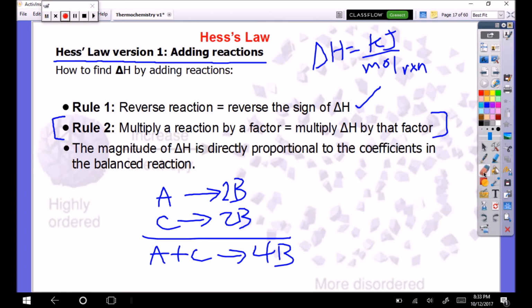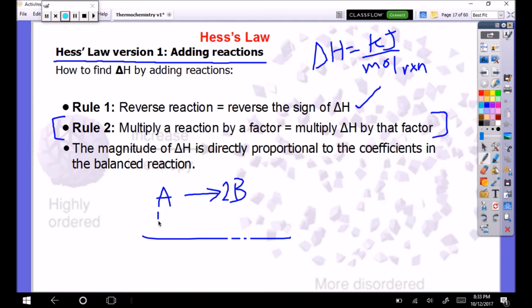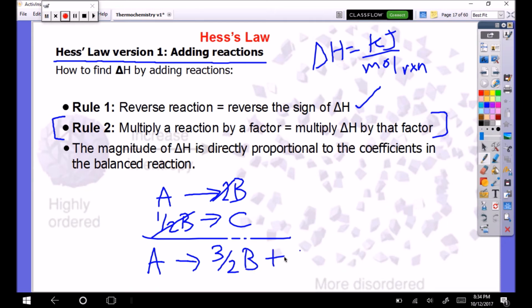You can even have a half of our reactant. So let's say if we got A gives us 2B, and we've got 1/2 B gives us C, we could get A plus the 1/2 B would cancel, and we'd actually lose a half from here. So we could just get A gives us 3/2 of B, right? Because we took away a half. 2 is the same as 4 over 2, plus C. So you can cancel out halves of a reaction too. Just be careful with that because in the end, you want to have the right balanced equation as your final step.